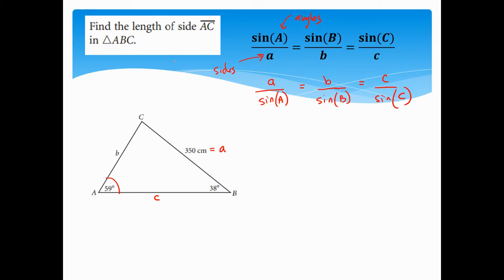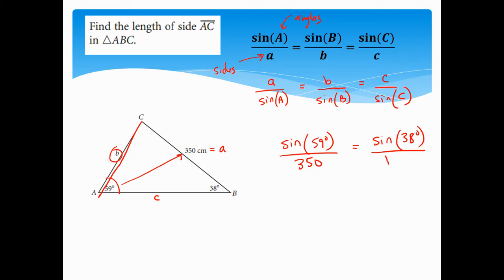So in this problem, we're asked to find side AC, which is actually lowercase b. So what we have to do is, capital A and lowercase a are just directly across from each other. Okay, so following this formula, we do sine of 59 over 350. And then we do sine of B, which is 38, over little b, which is what we're trying to find. So now we have a proportion with just one variable in it.